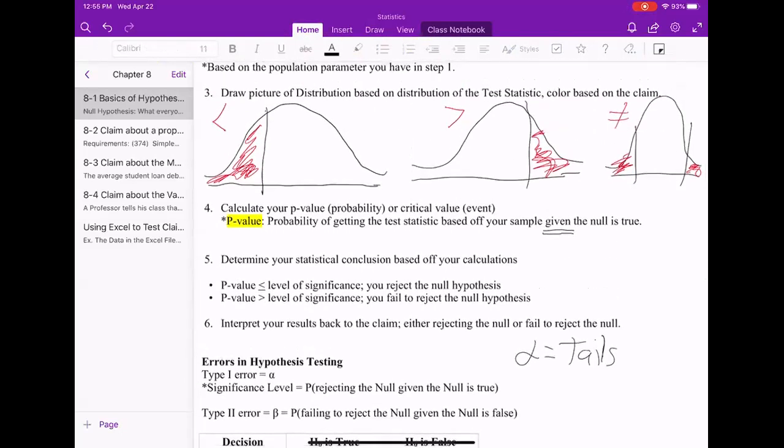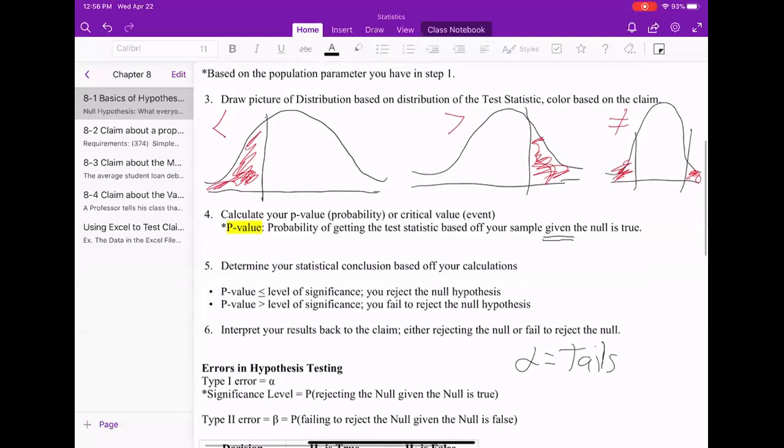If it's a less than, alpha is all in one tail. If it's greater than, alpha is all in one tail. If it is a not equal to, alpha is now back to two tails, so I'm back to our friend alpha over 2. But alpha is the tails. Keep that in mind. Alpha is the tails.